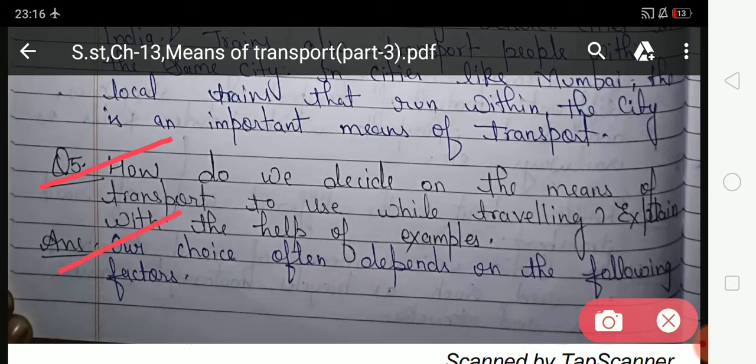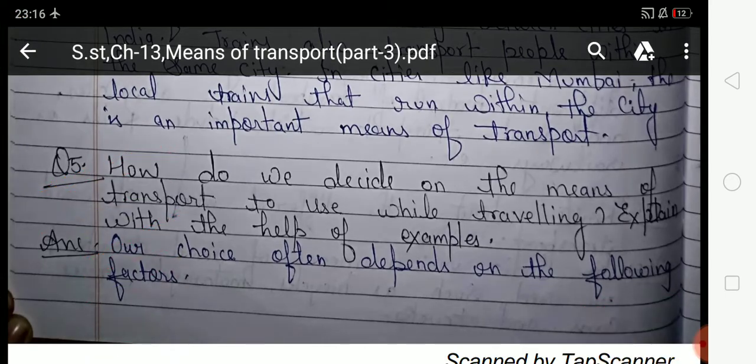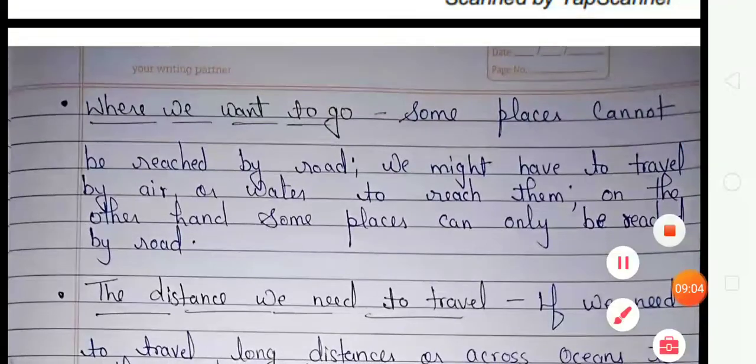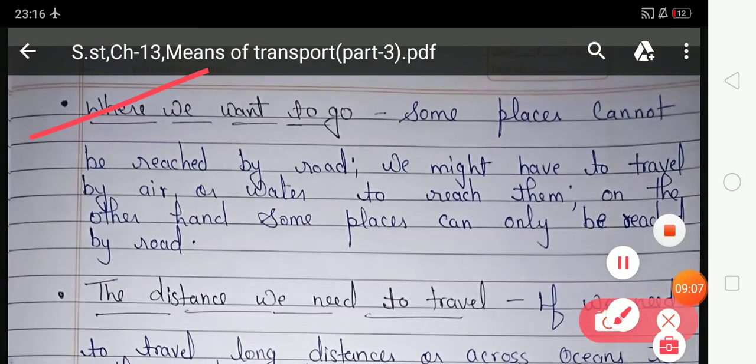Your answer is, our choice often depends on the following factors. First one is where we want to go. Student, it is the first factor that affects and decides the means of transport. Some places cannot be reached by road, so we might have to travel by air or water to reach them. On the other hand, some places can only be reached by road.